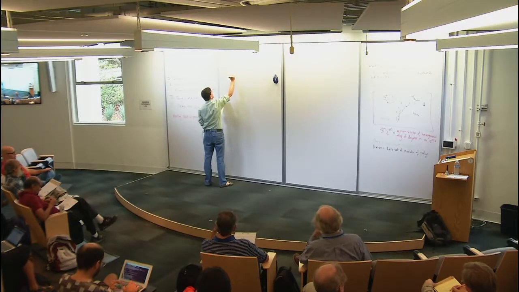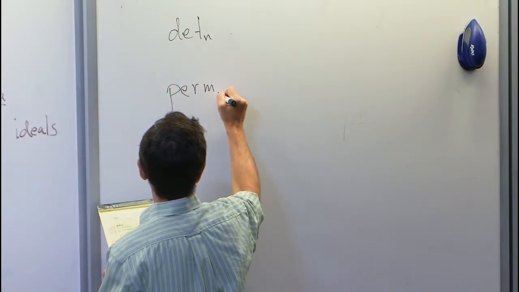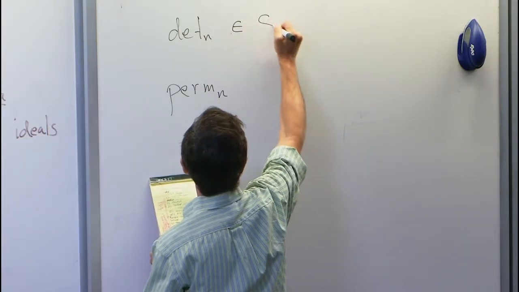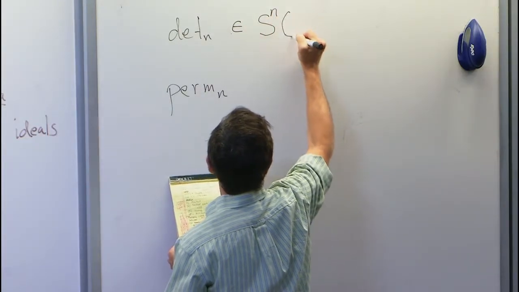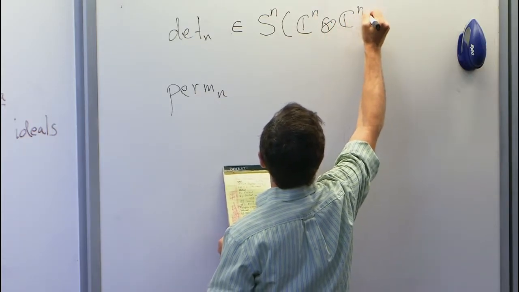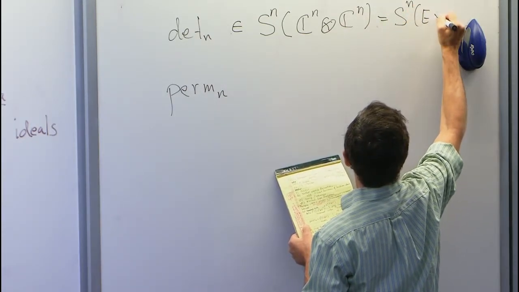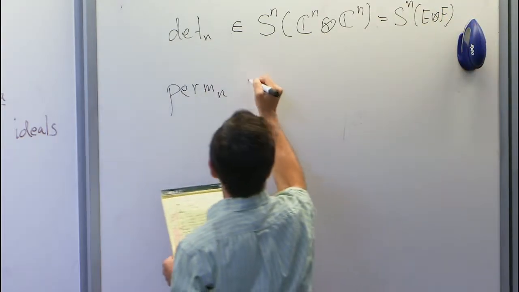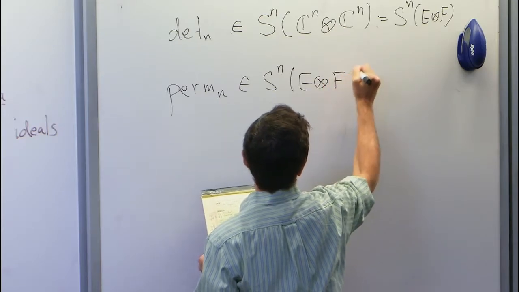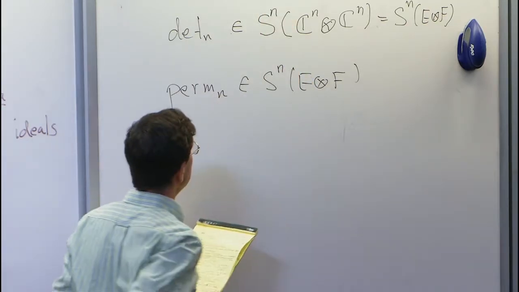So we have this determinant polynomial and this permanent polynomial. For the moment, let's both be for n by n matrices. So these are homogeneous polynomials of degree n on the space of n by n matrices, so maybe I'll write that as S^n(E⊗F). So this is also a homogeneous polynomial on the space of n by n matrices. E and F are just C^n.